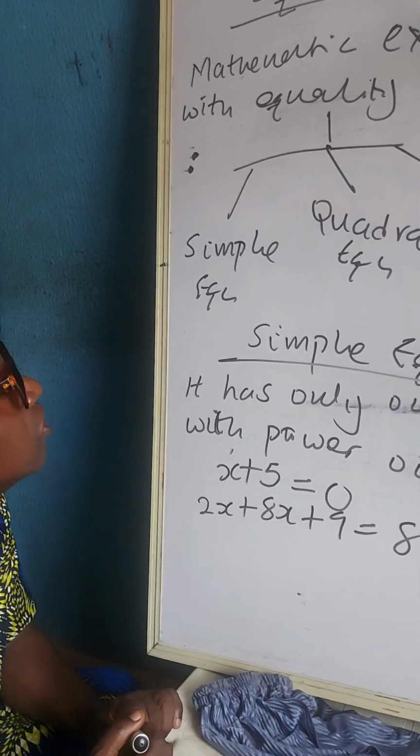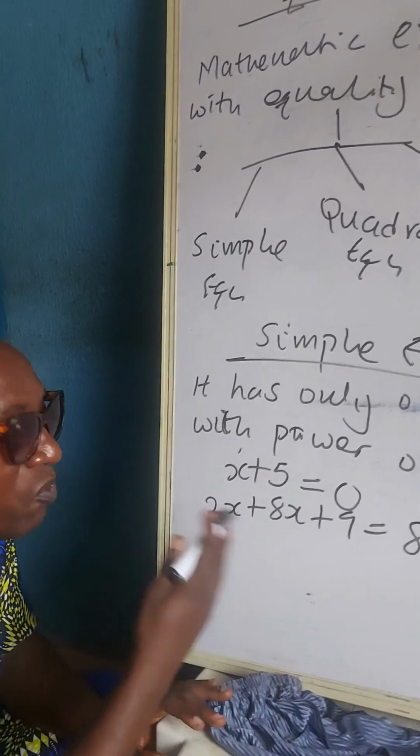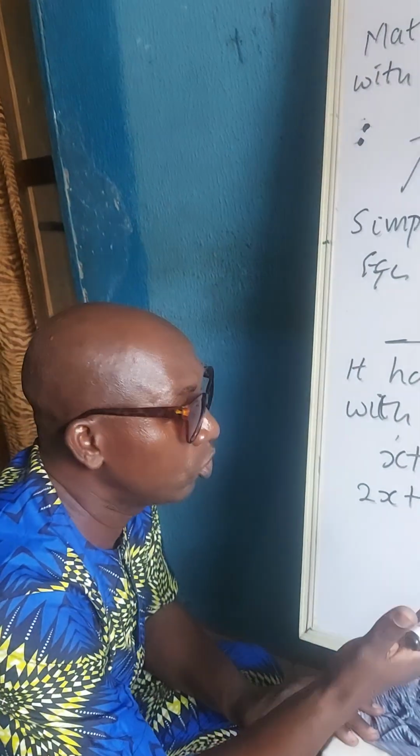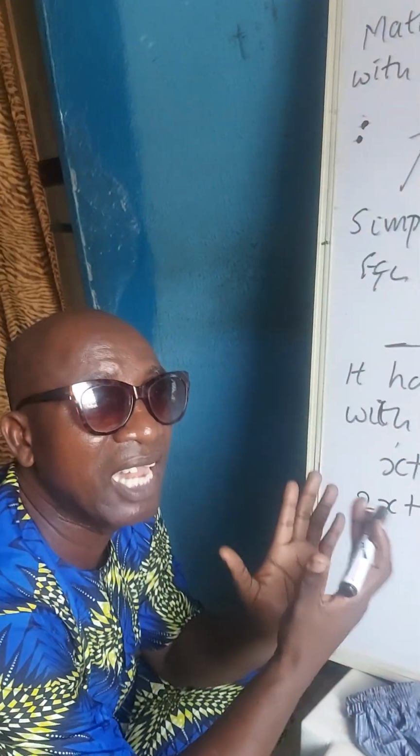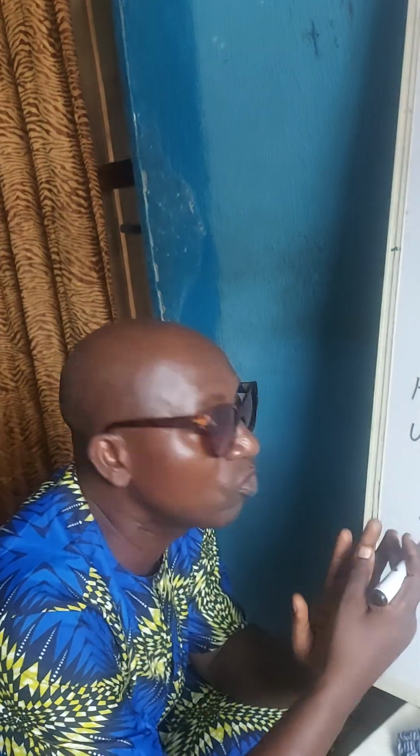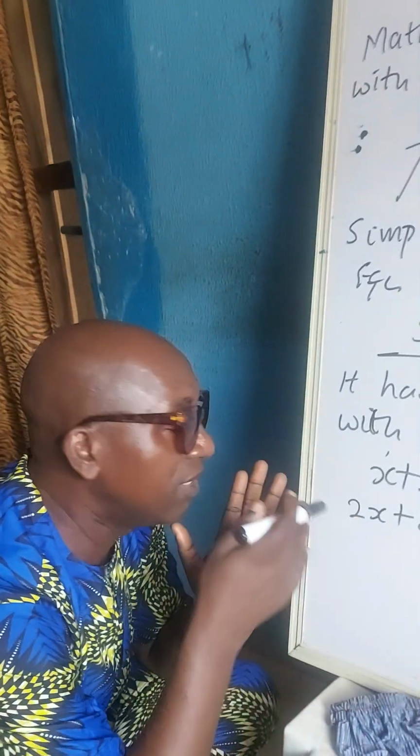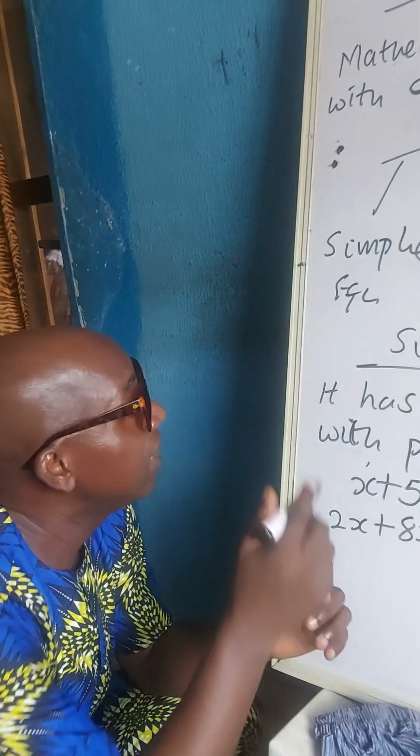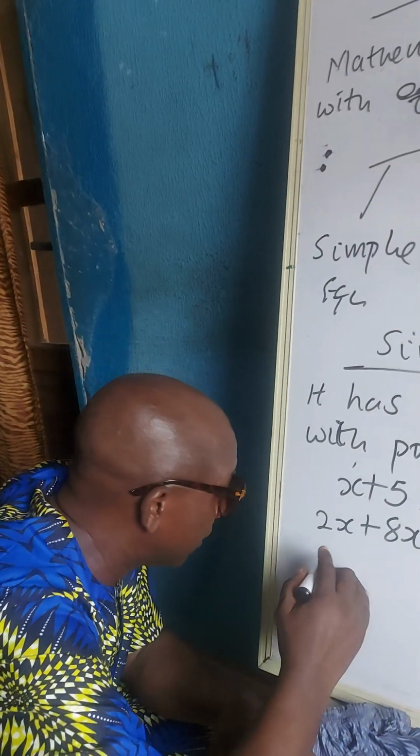That is simple equation. When we are talking of this simple equation, there is no specific method. What you just need is to collect like terms, put the same families together, then make the letter the subject of the formula. The next one, quadratic.